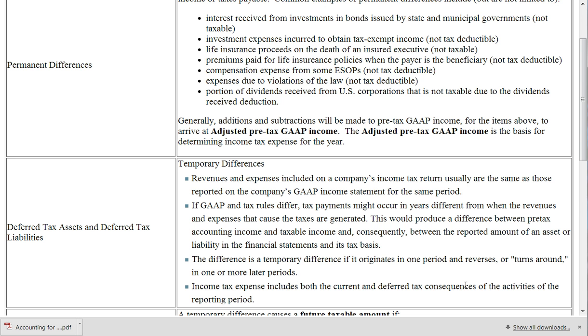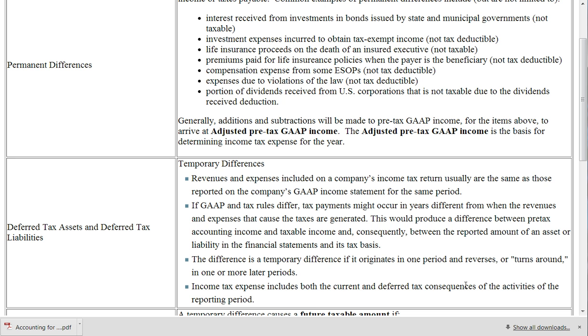This is an area that's a little bit complex, both conceptually as well as mechanically from an accounting standpoint. But here's the fundamental issue. We have a revenue item. The question is, when is it recognized on the GAAP income statement, and is that revenue recognized in a different period on the income tax return?